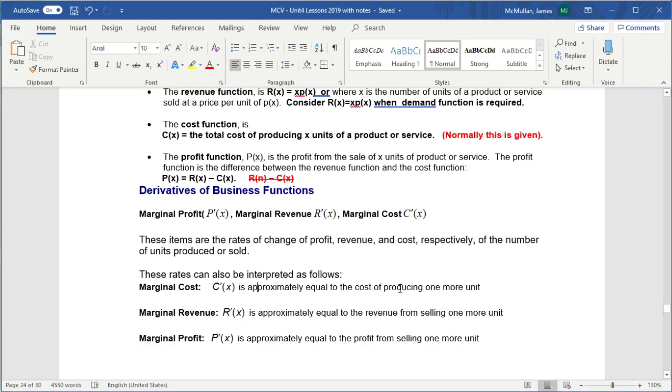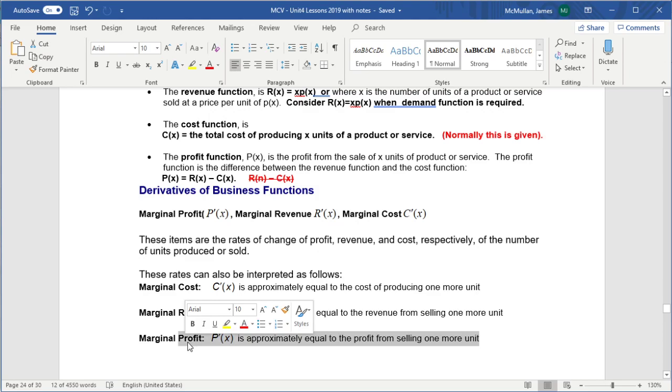So you can look at each of these derivatives as a shorthand way of thinking about what would happen if I did one more object. What would it cost me to make one more object? How much revenue would I expect to gain or lose from selling one more object? Remember, you would lose revenue from selling another object because you would have to lower the price on all of them in order to sell that object in the first place, right?